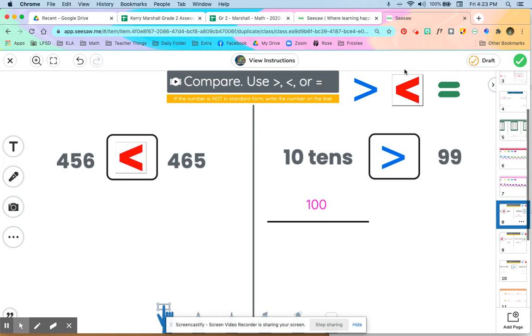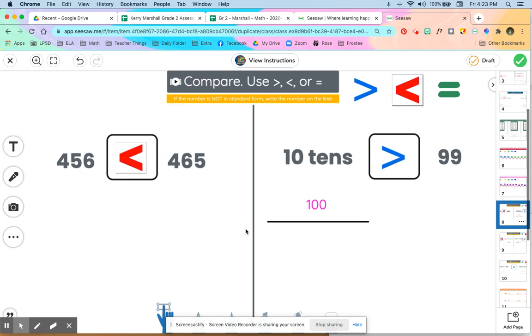Comparing numbers, they needed to use these symbols for greater than, less than, or equal to. It also says if the number is not in standard form to write it on the line. This was something that we went over in class, and there were directions given. So we always talk about the greater gator eating the greater number. So in this one, it's 465. For the next one, 10 tens is 100. That's why this line is here. So they had to write 100 on the line.